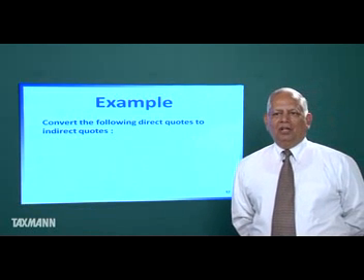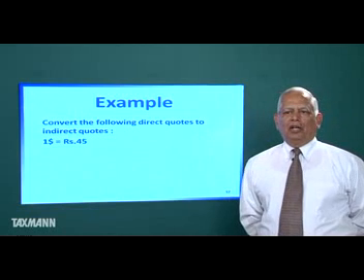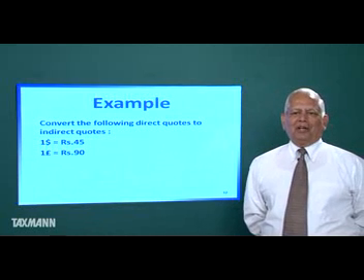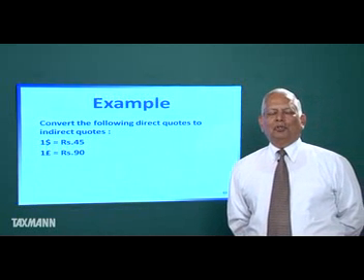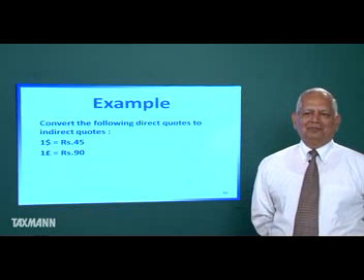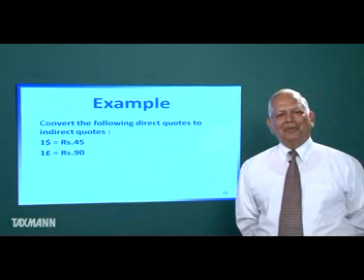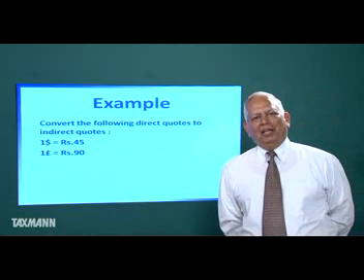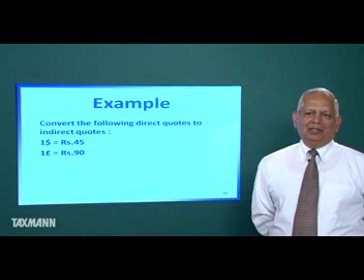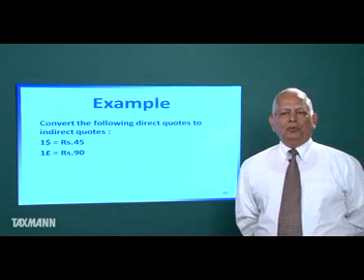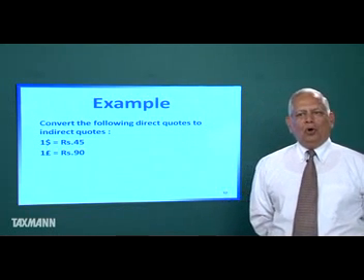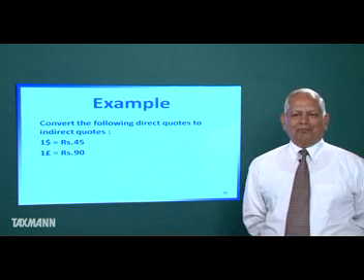Let's have an example. Convert the following direct quote into indirect quote. Friends, we are given 2 direct quotes. First direct quote is $1 is equal to rupees 45. Second is 1 pound is equal to rupees 90. Why these quotes are direct quotes? Because in case of direct quotes, there is 1 unit of foreign currency and the corresponding amount of home currency. See the first rate, $1 is equal to rupees 45. There is 1 unit of foreign currency and the corresponding amount of home currency. So it is a direct quote.